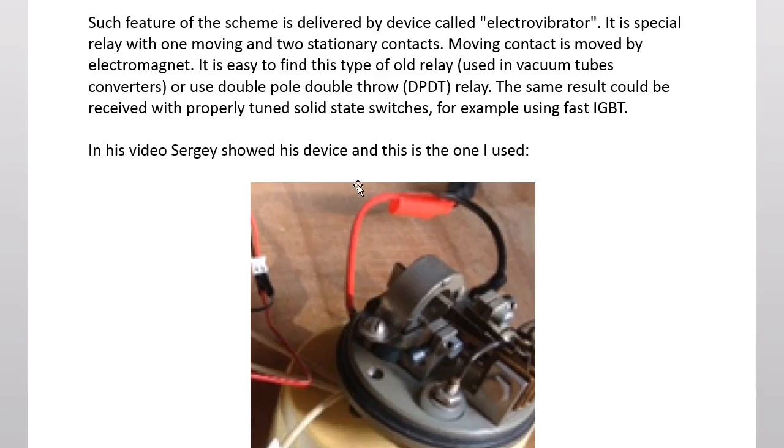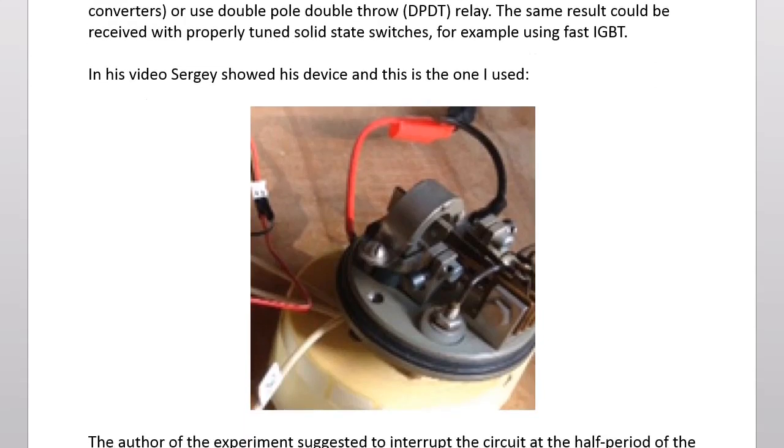So in his video Sergey showed his device, and this is the one I used in my experiment. On the photo you can see this relay. This is a circular electromagnet. In the middle of it is the moving contact. To the left and to the right are stationary contacts with tuning screws to set up a duty cycle for each of the contacts.